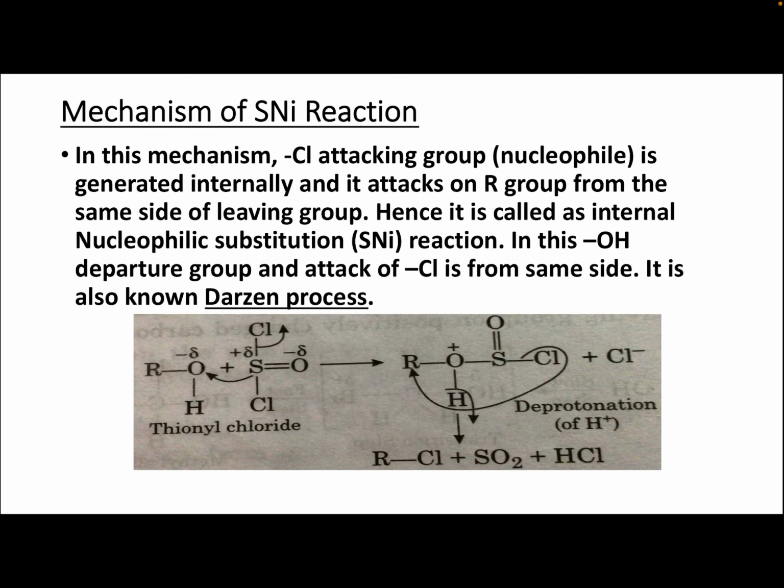Here you are seeing thionyl chloride. So here it is attacking from the same side of the leaving group and from the same side it is attacking. Hence it is called internal nucleophilic substitution reaction. In this, OH is the departing group, and the attack of Cl is from the same side. It is also known as the Darzens process.